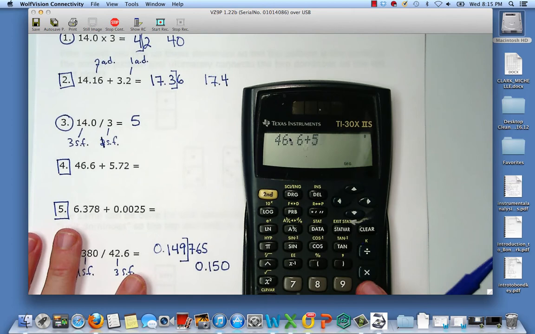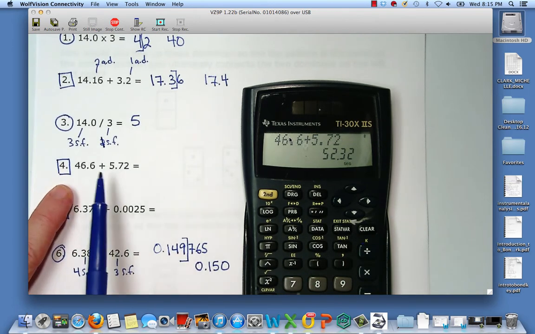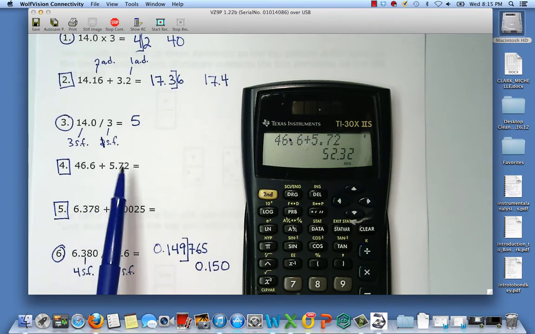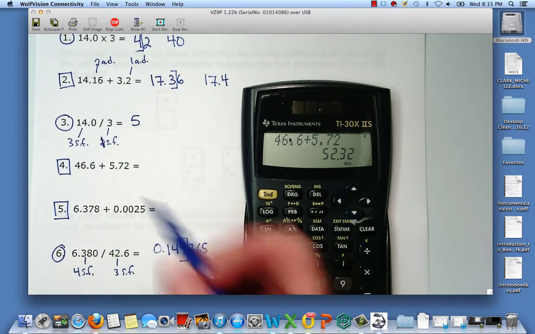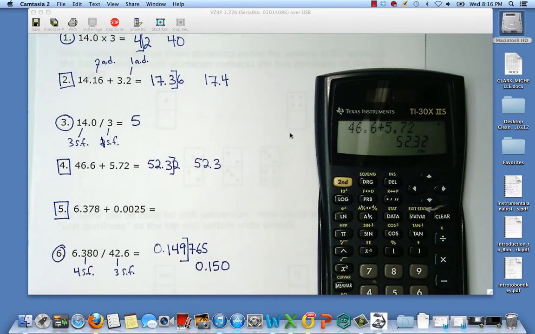46.6 plus 5.72. So how many can I have after the decimal in the answer? 1. And so 52.3. 52.32 would be your answer.